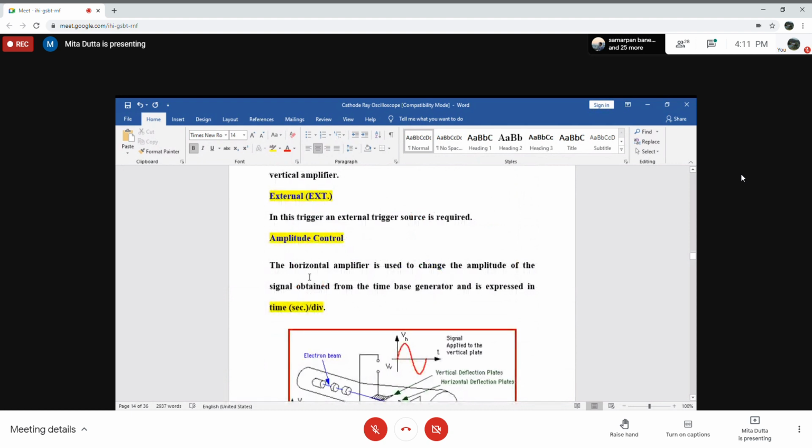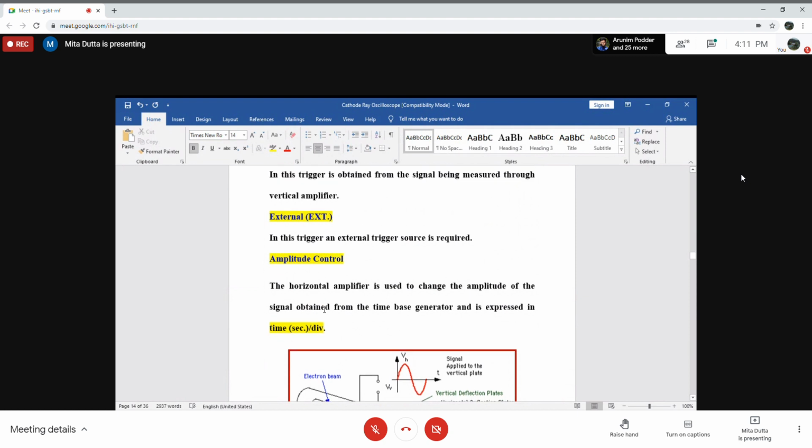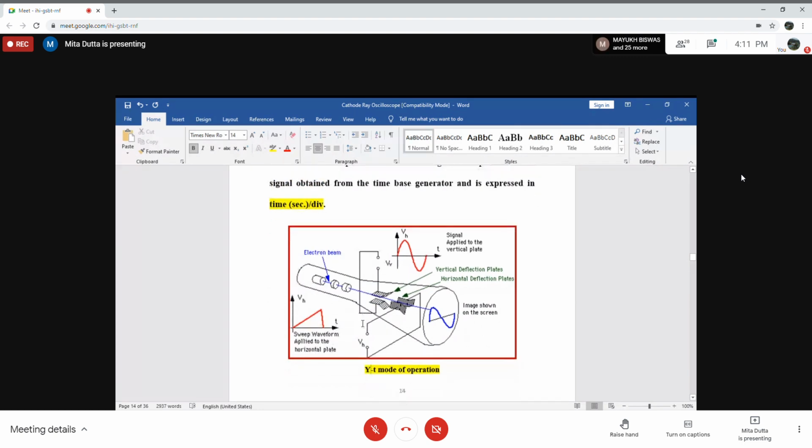And amplitude control: the horizontal amplifier is to change the amplitude of the signal obtained from the time-base generator and is expressed in time per division. And time may be in seconds, maybe in microseconds or milliseconds. Generally, seconds and milliseconds are given. So this is the time per division knob, and in Y direction, in Y shift, it is the volt per division knob. Because there we are controlling the amplitude of the voltage, here we are controlling the time or time period of the signal.